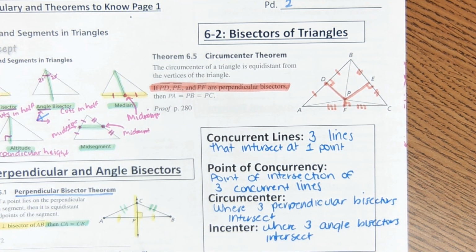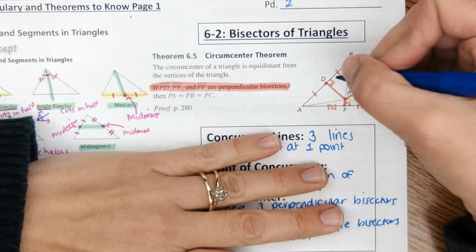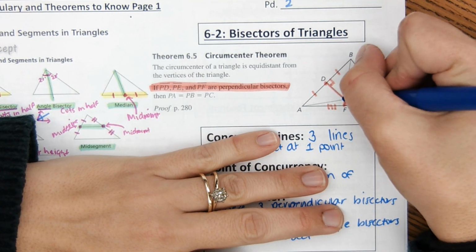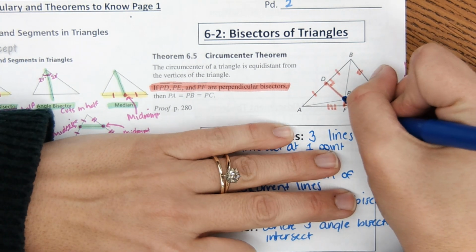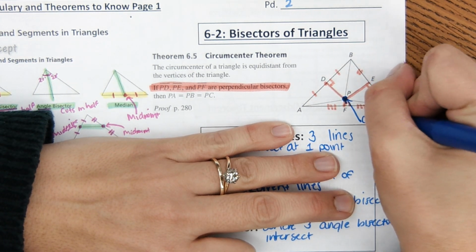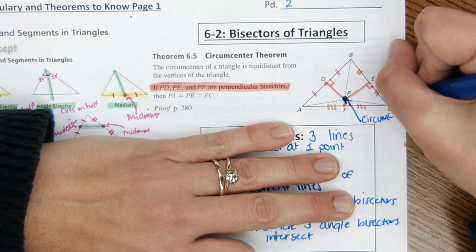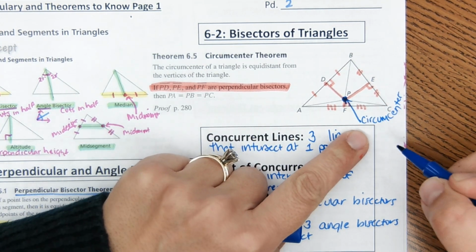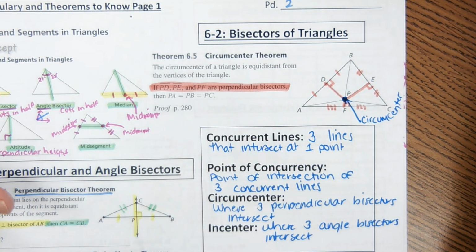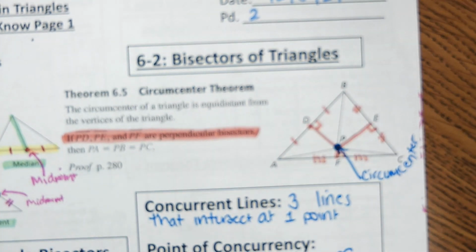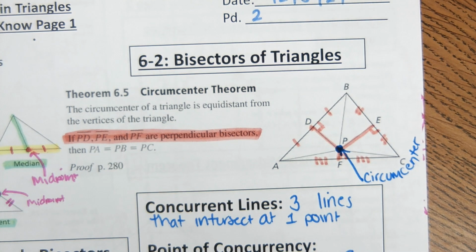Okay, with these three perpendicular bisectors, it intersects at this point right here, and this point is called the circumcenter. Circumcenter. Oof, I'm going to run out of room here. Circumcenter. Maybe I should zoom in a little bit more too. Okay, so this point is called the circumcenter.